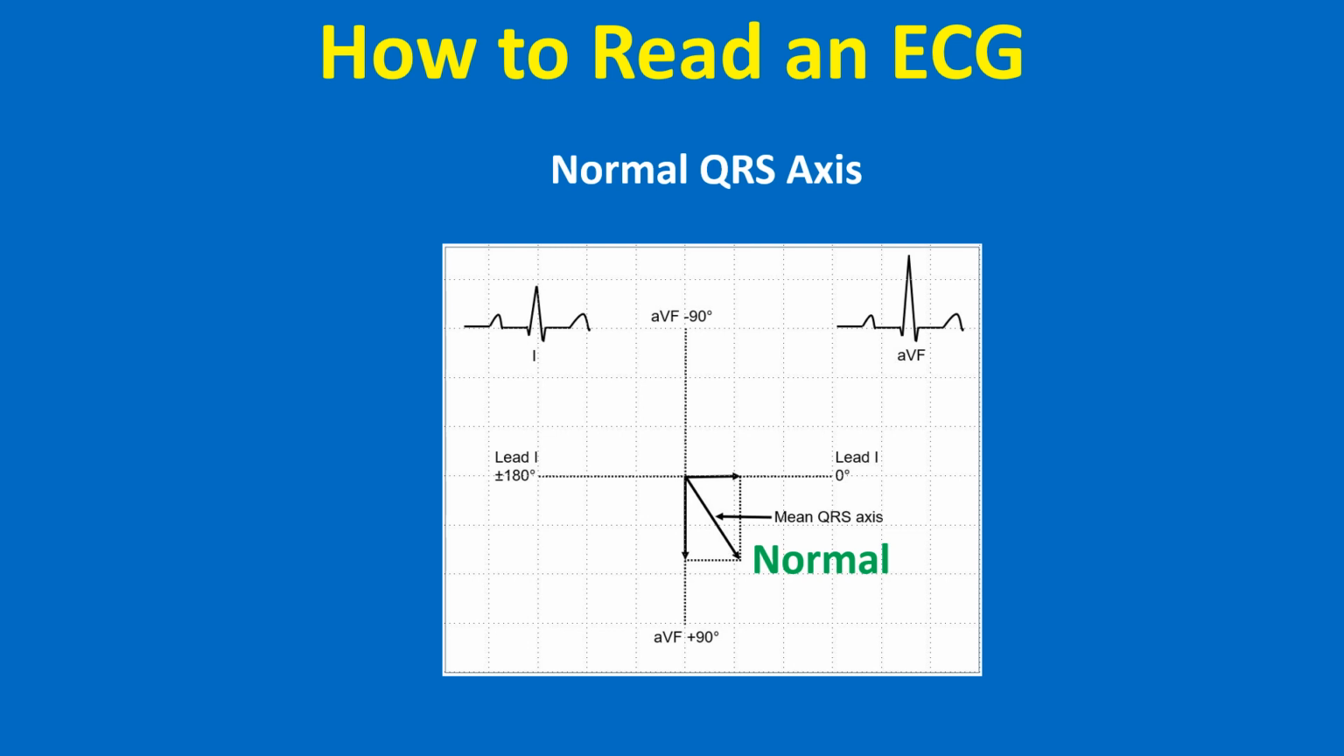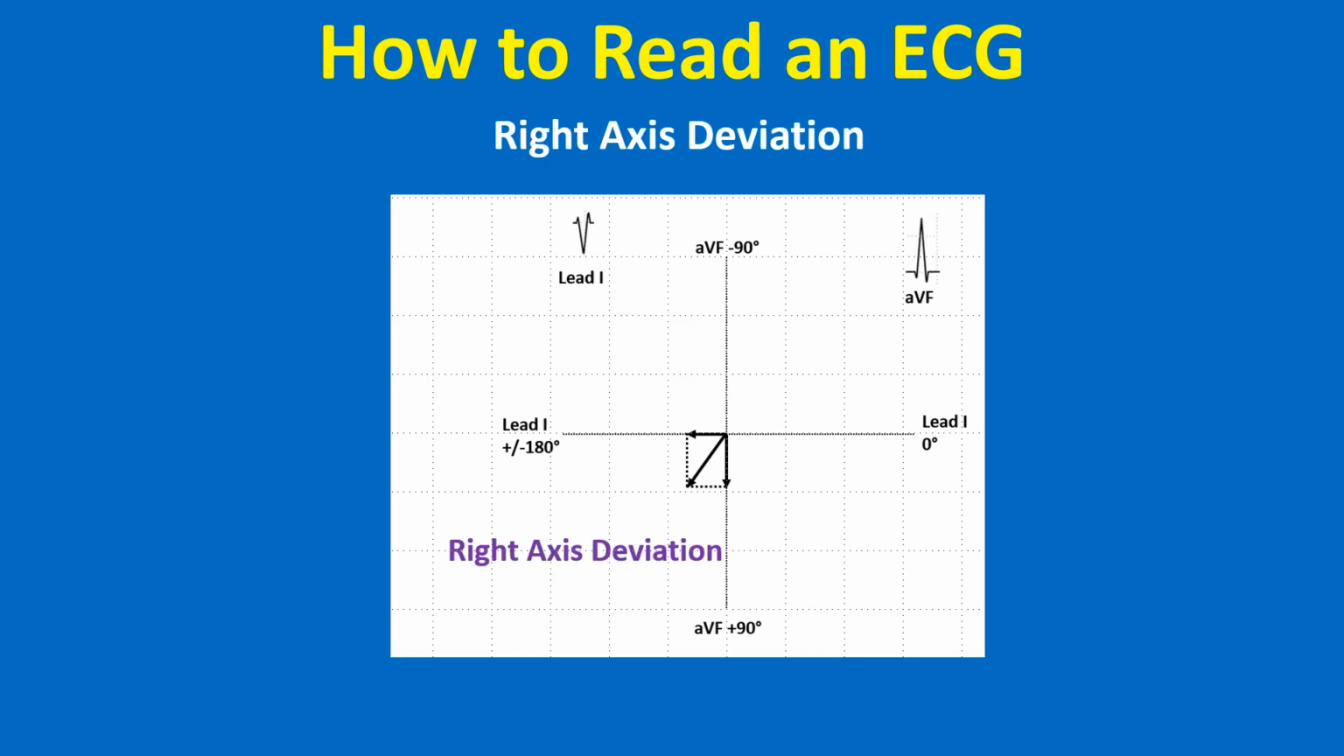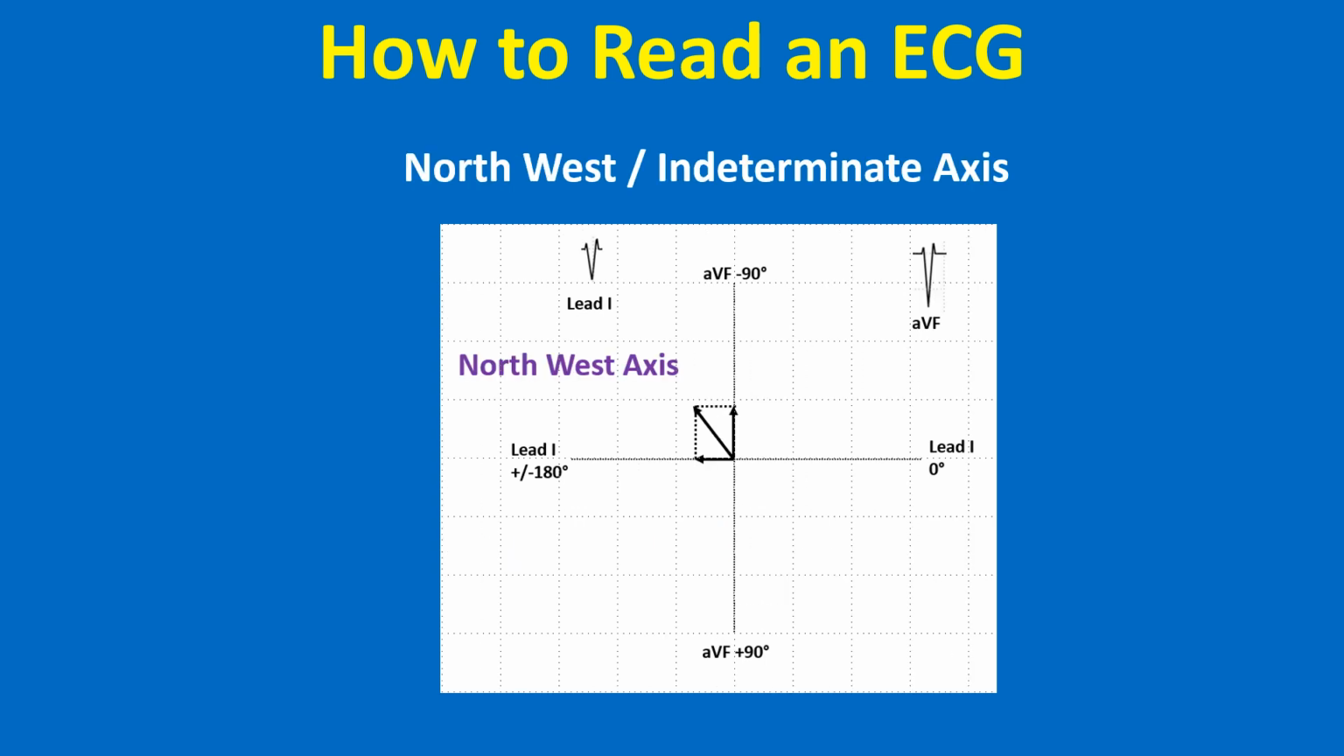In short, if the QRS is positive in leads 1 and AVF, the QRS axis is normal. If lead 1 is positive and AVF negative, it is left axis deviation. If lead 1 is negative and AVF is positive, it is right axis deviation. If both lead 1 and AVF are negative, it is known as northwest or indeterminate axis.